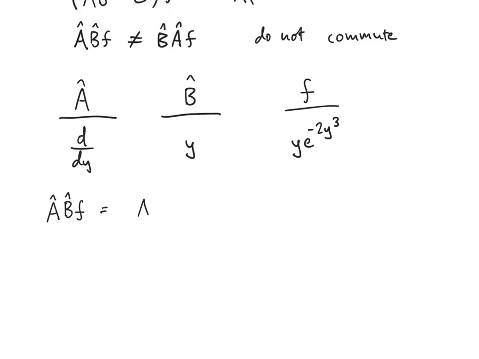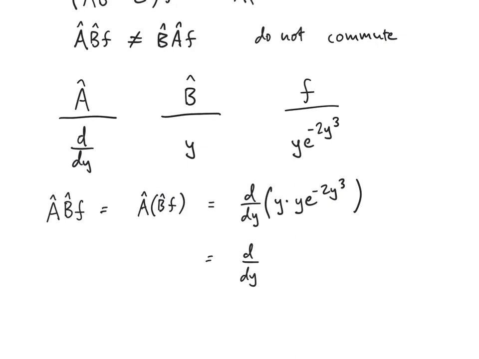Remember, I've got to apply B to F first because it's the closest one. You really can't apply A to B. That will definitely give you the wrong answer. You have to apply whichever operator is closest to the function. So when I actually write out what this means, it becomes the derivative with respect to y of y times y e to the negative 2y cubed, like that, which I can just rewrite as d dy of y squared e to the negative 2y cubed.